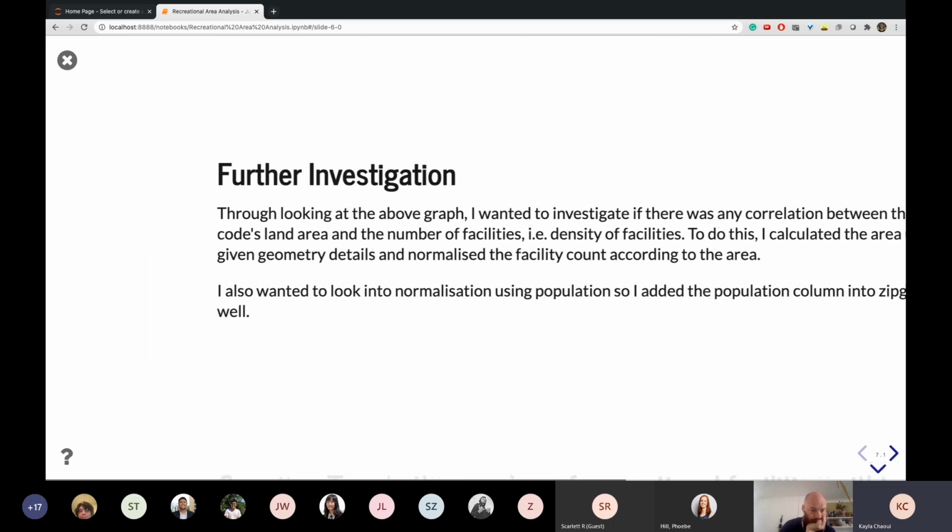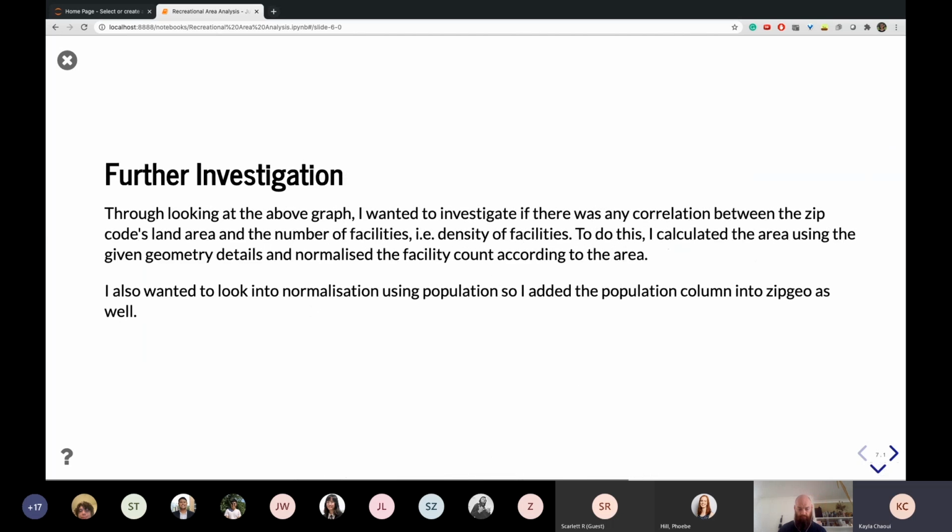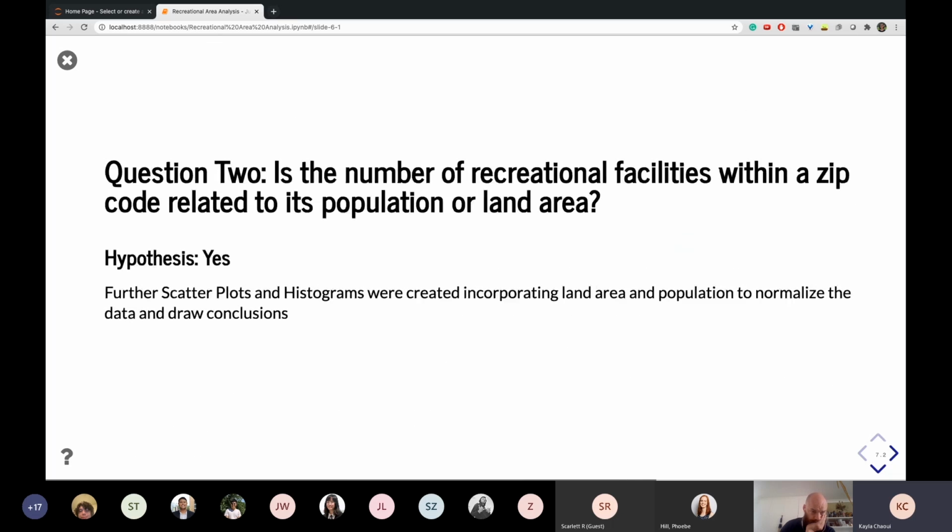Through looking at these maps with the zip code boundary lines clearly displayed, I found it interesting that there was quite a large range in land area. This led me to my second question. Is the number of recreational facilities within a zip code related to either its population or land area? My hypothesis again was yes.